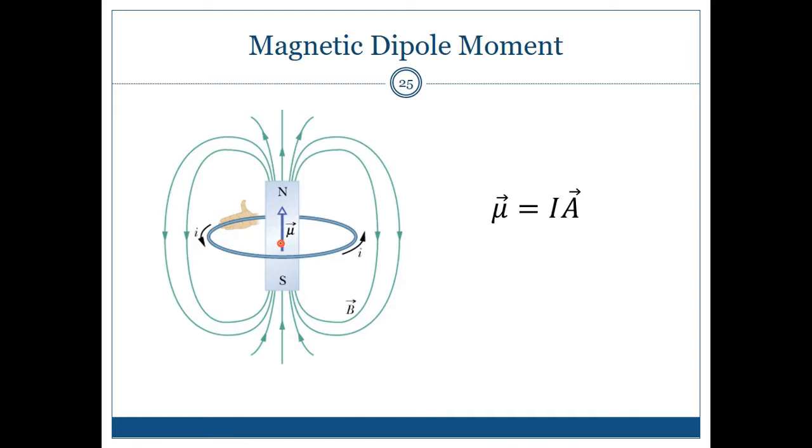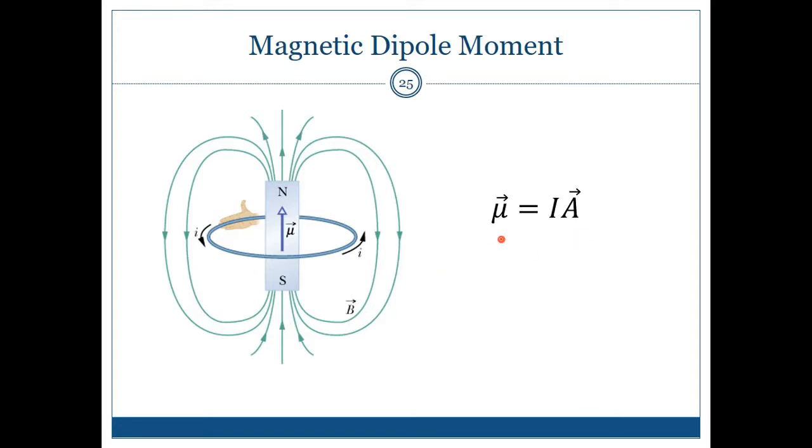A ring current creates a magnetic field at its center. And it does that just like a bar magnet. Okay, so we have a parameter called a dipole moment, which is just the current times the area of the loop, to represent this loop as a magnet on its own. Okay, so each current carrying loop is a magnet and it has a dipole moment, which is its current times its area.